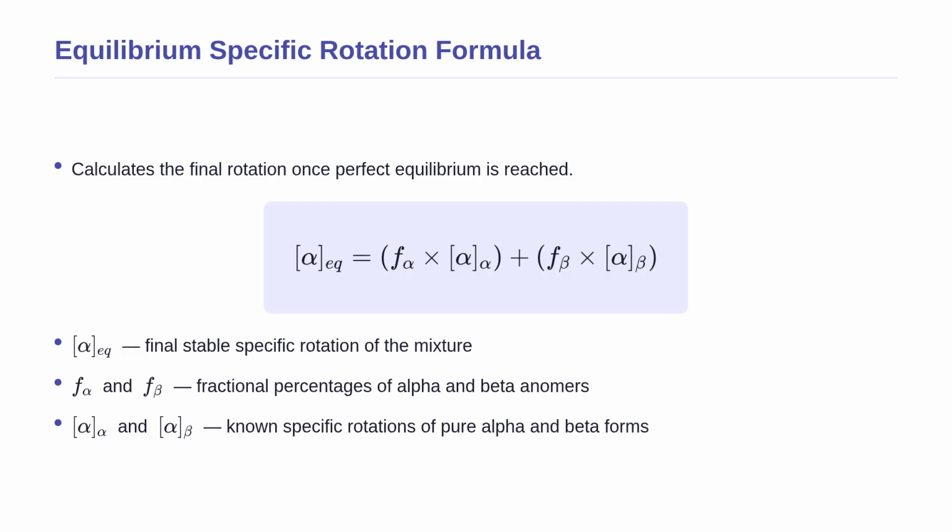The open chain form is ignored because it is present in a tiny negligible amount. Physically, if the fraction of the alpha anomer increases in the solution, the final equilibrium rotation will shift closer to the pure alpha value.